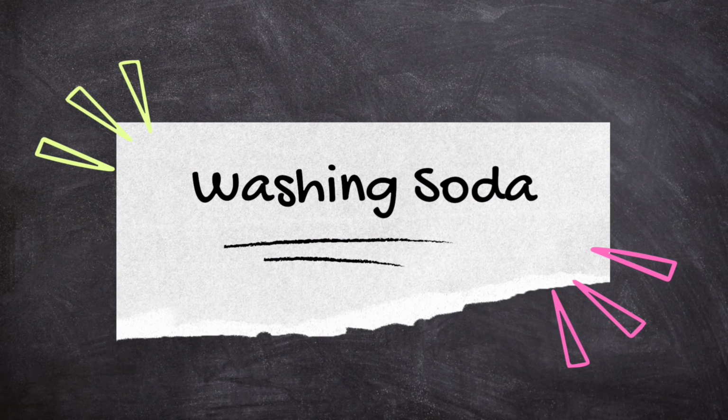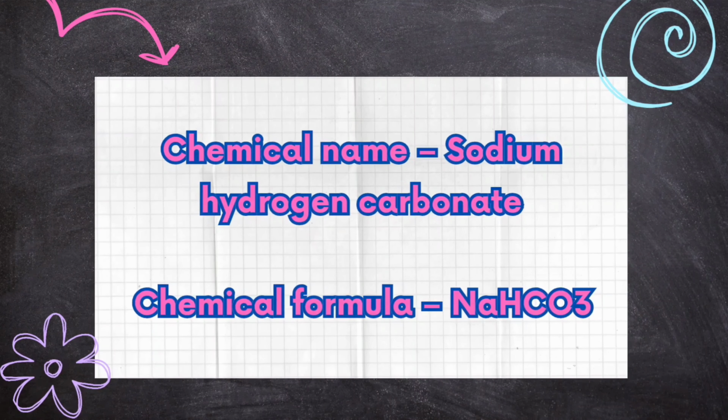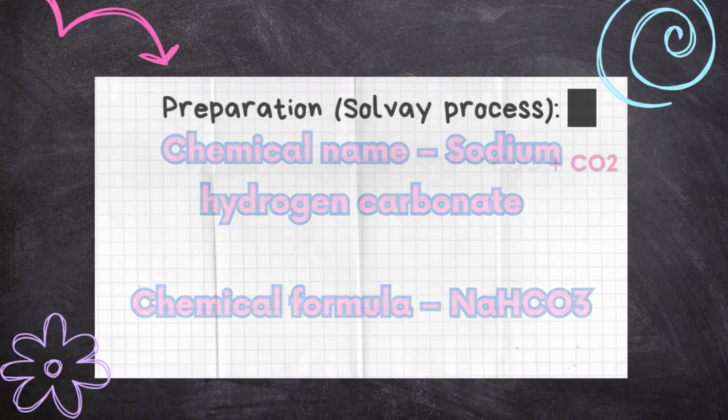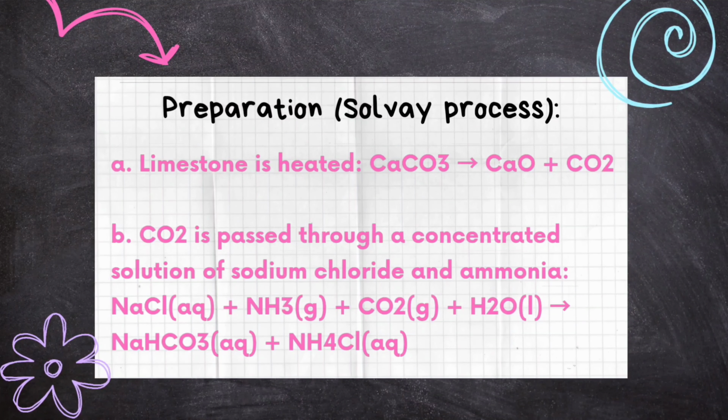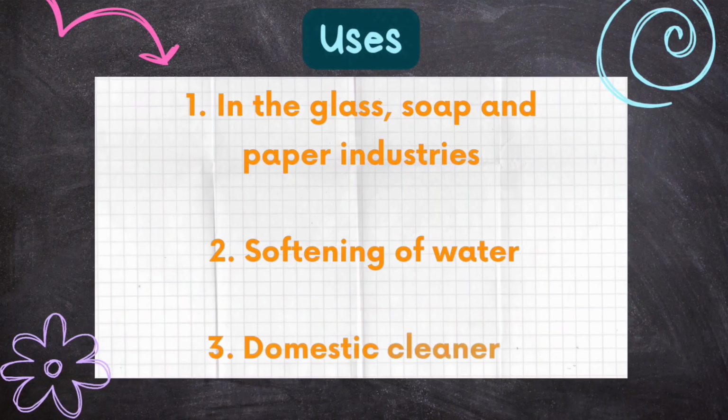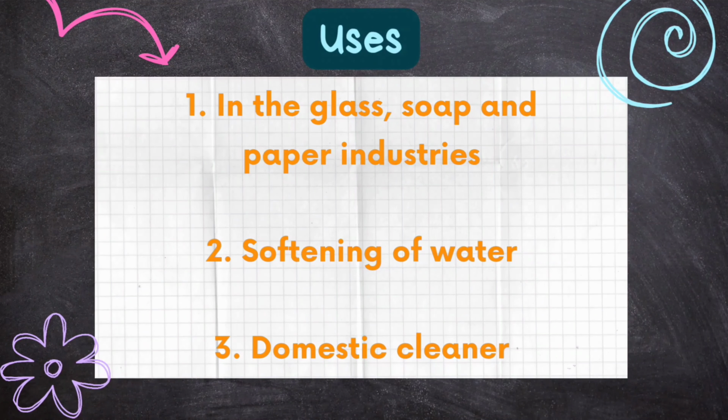Washing soda. Chemical name: sodium hydrogen carbonate. Chemical formula: NaHCO3. Preparation: Solvay process. A. Limestone is heated. B. CO2 is passed through a concentrated solution of sodium chloride and ammonia. Uses: 1. In the glass, soap and paper industries. 2. Softening of water. 3. Domestic cleaner.